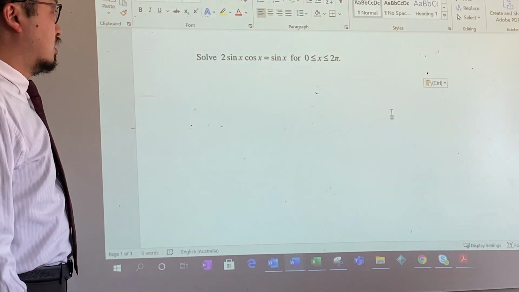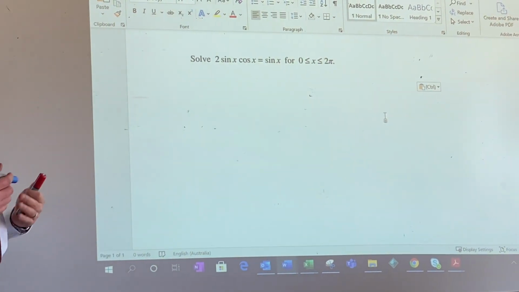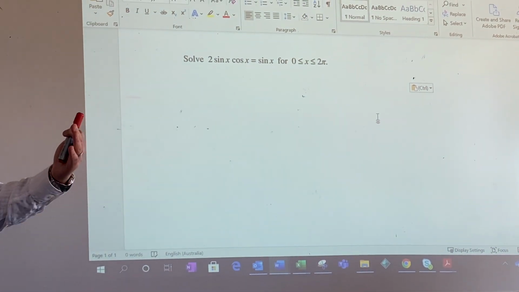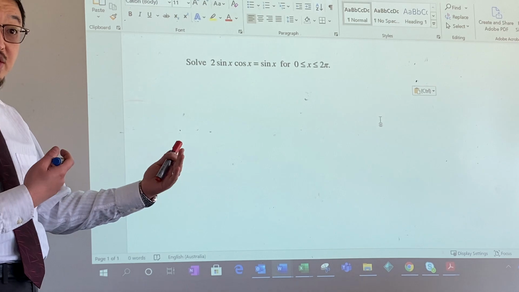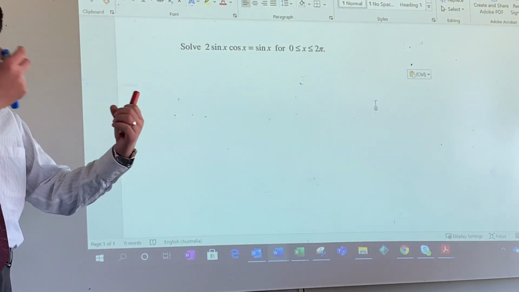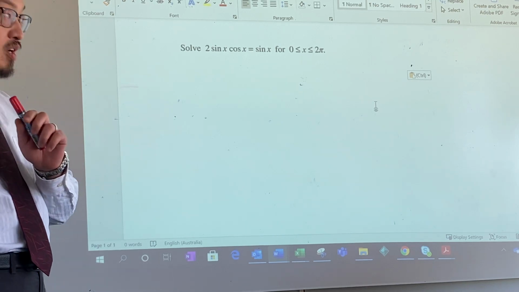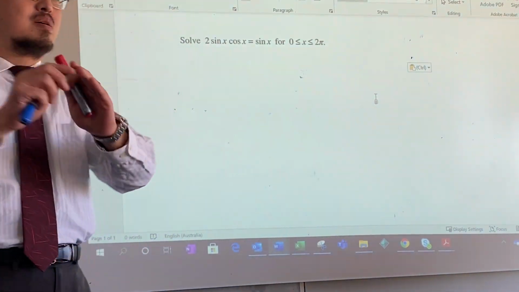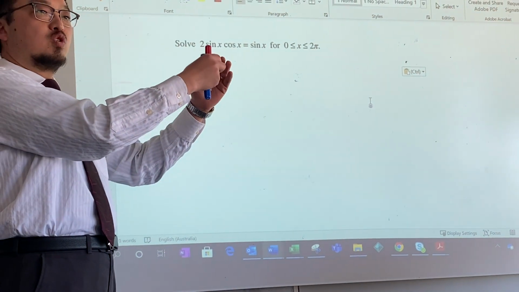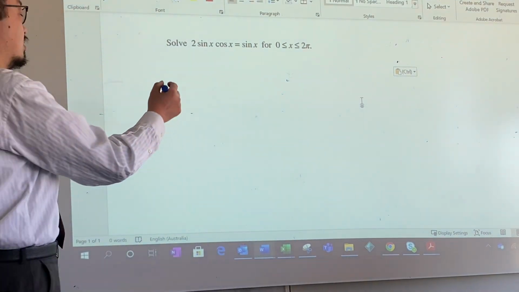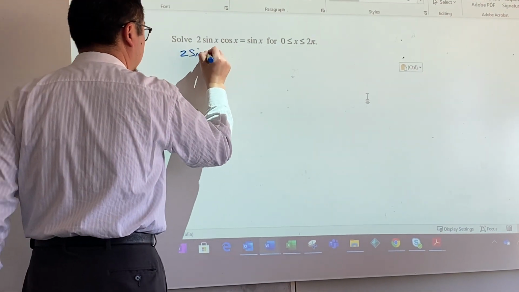Okay. So the first thing I will do is notice that on both the left-hand side and the right-hand side I've got sine x. I'm going to mention why I don't go that approach in a minute. So I'm going to group them together and think about the common factor.